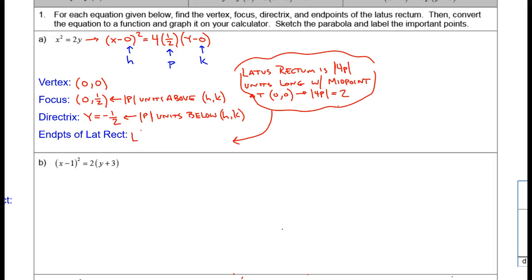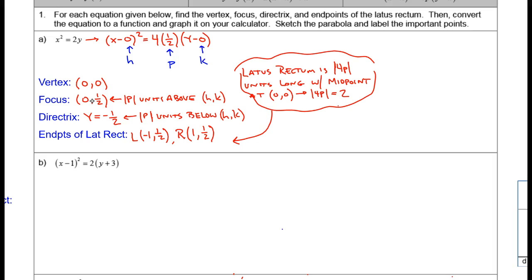The left endpoint is going to be at (-1, 1/2). It's 1 unit to the left of the focus. And my right endpoint is going to be at (1, 1/2), which is 1 unit to the right of the focus. Okay, so that's all of the details about this parabola.